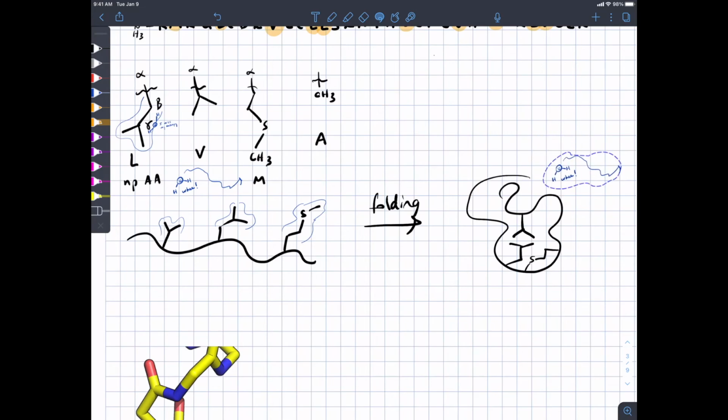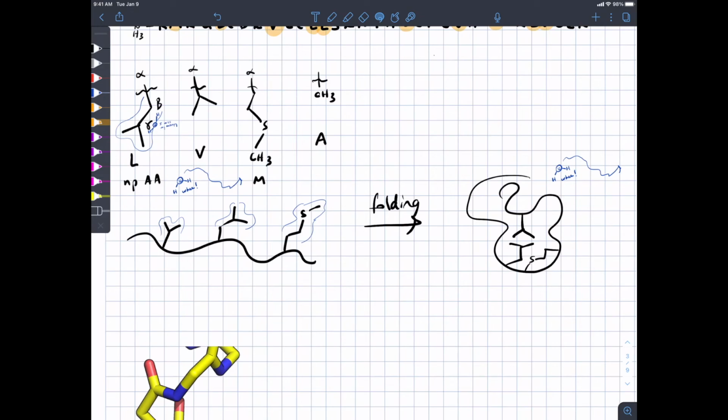We shouldn't anthropomorphize molecules. They don't know anything. They're neither happy nor sad. But this is what's called the hydrophobic effect. So burying nonpolar side chains away from water is called the hydrophobic effect, and that is a major driving force for protein folding.